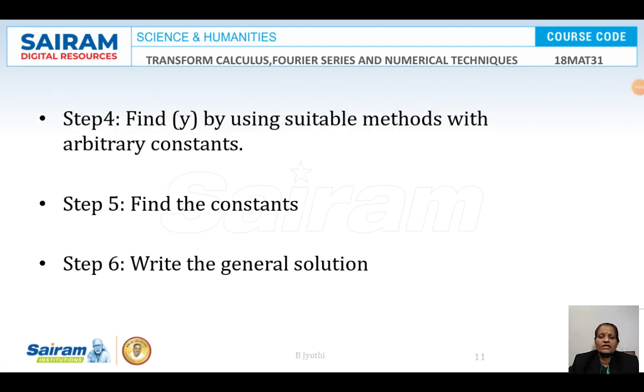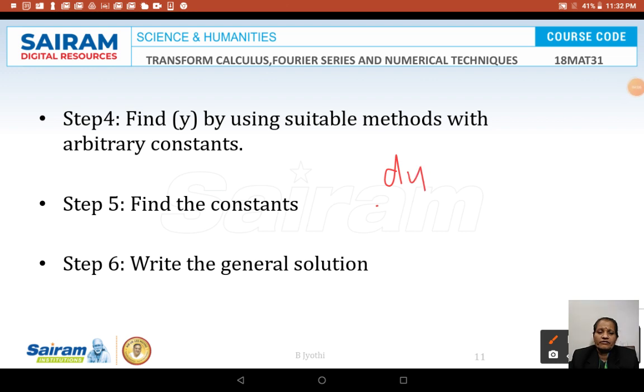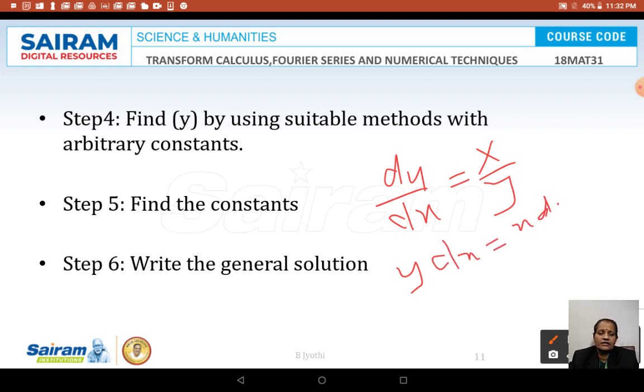Next, find y by using a suitable method with the arbitrary constants. For example, if we have a simple equation like dy by dx equals x by y, then we can separate the variables, that is, y dy equals x dx. Then integrate, and what we get is y squared by 2 equals x squared by 2 plus a constant. This is how we can do it.